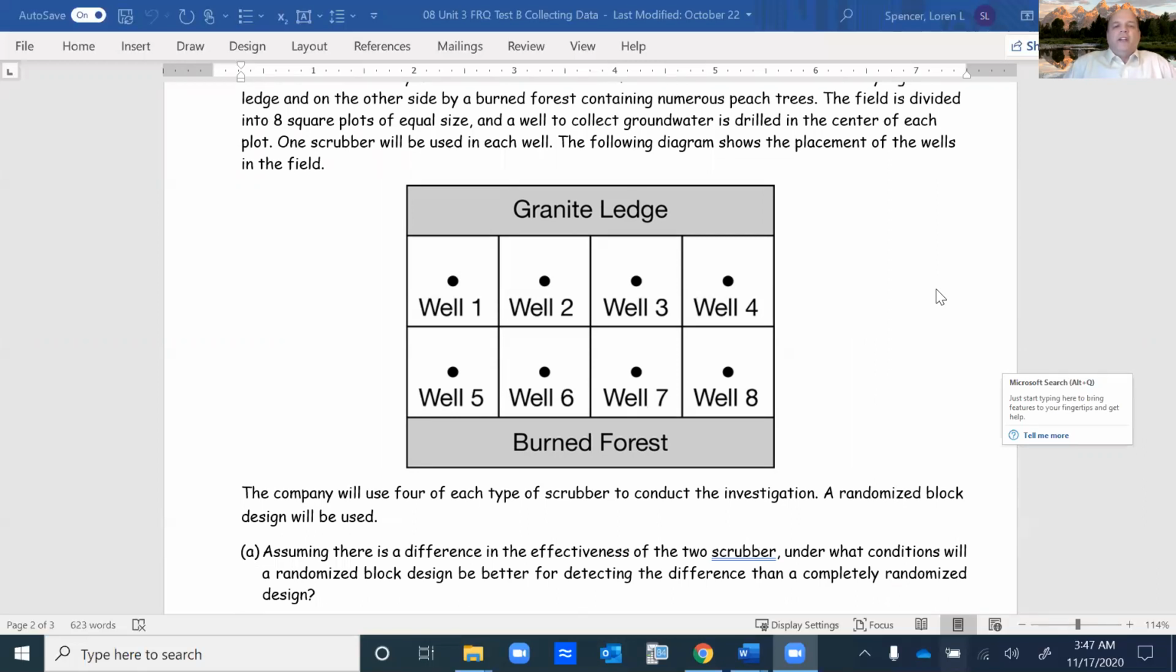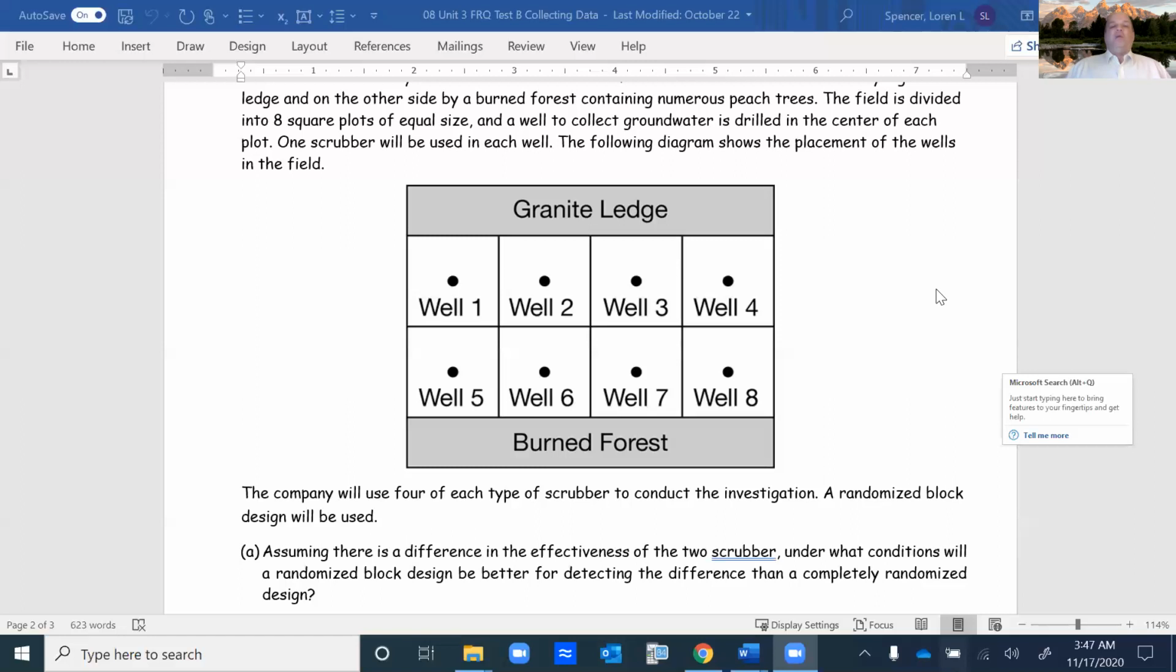Assuming there is a difference in effectiveness of the 2 scrubbers, under what conditions will a randomized block design be better for detecting the difference than a completely randomized design? We like randomized block designs when we believe that there's going to be a difference by group. So if the granite ledge has different cyanide levels than the burned forest, then we would prefer a randomized block to a completely randomized design. So basically, in a completely randomized design, we don't believe there's anything about the wells themselves that separate them into groups.